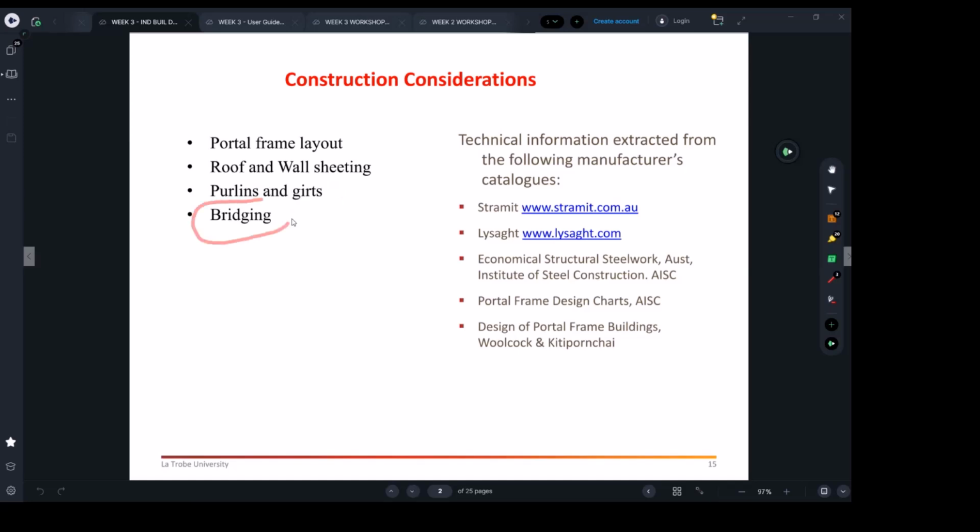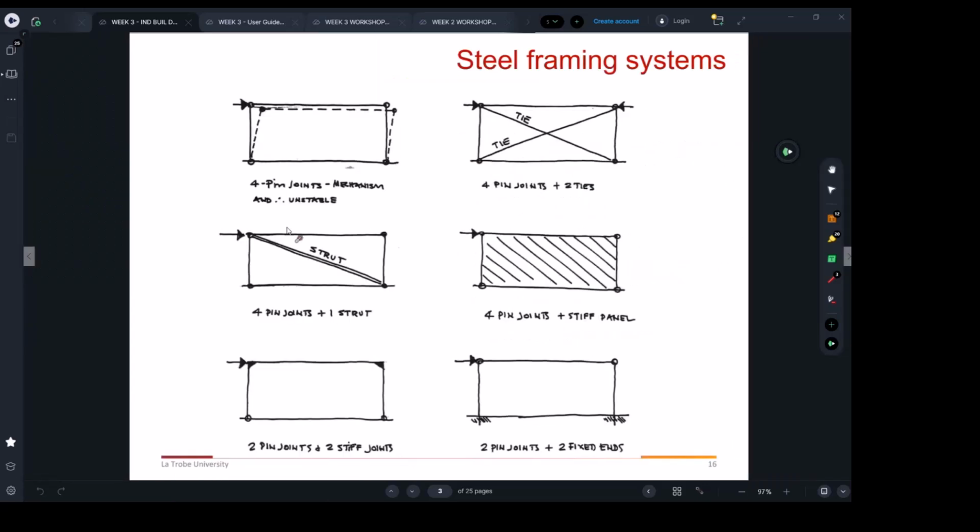We will talk about bridging. Bridging elements are not bridges like what you see on the roads. No, bridging elements really help purlins and girts to work better. We will look at this, more specifically purlins. So the bridging are just elements that will provide restraints to the purlins, and we will look at these things.